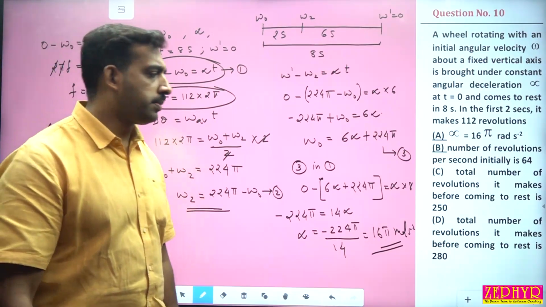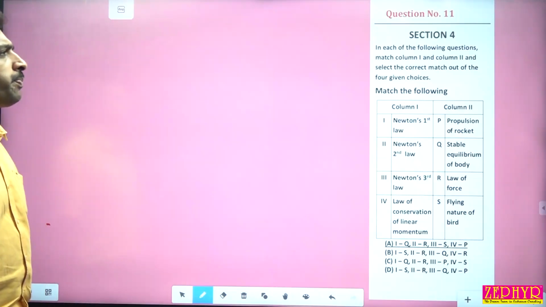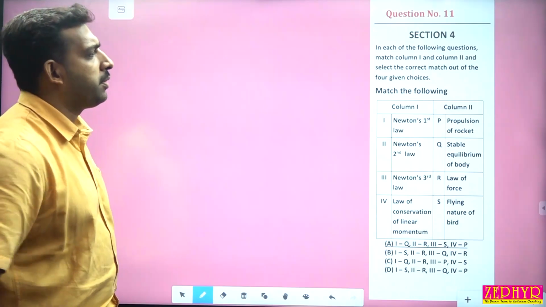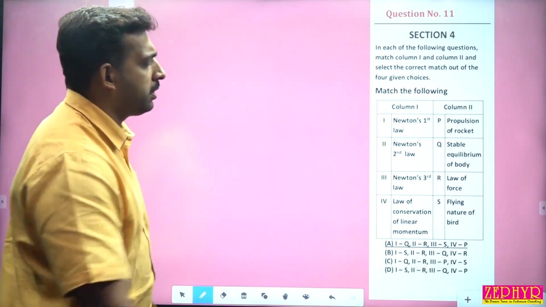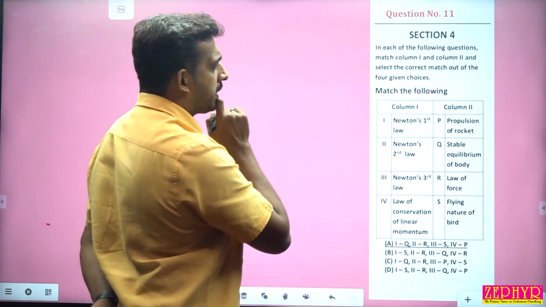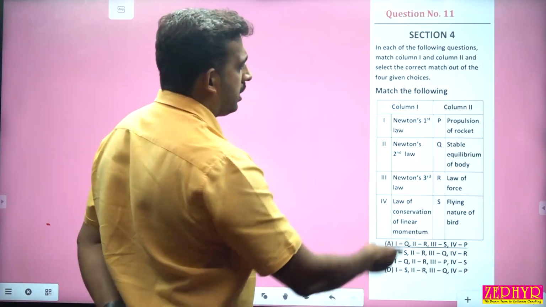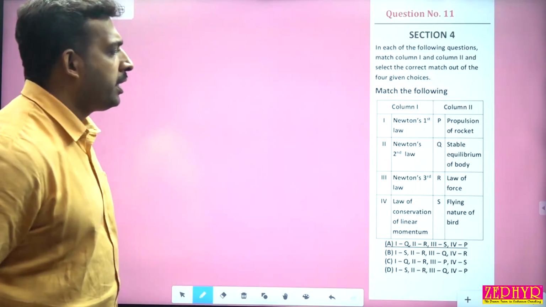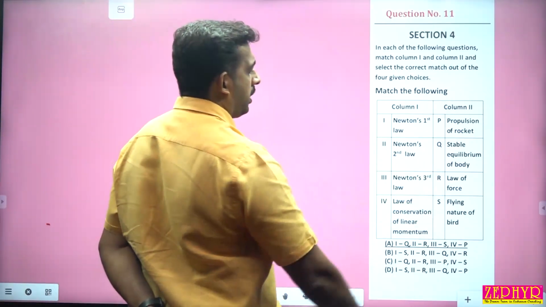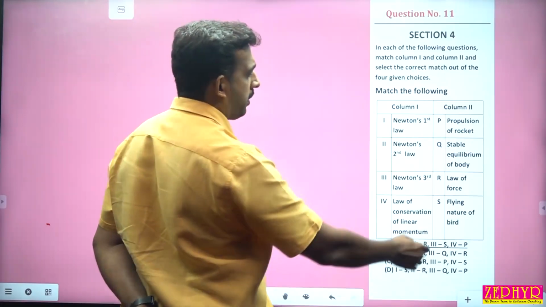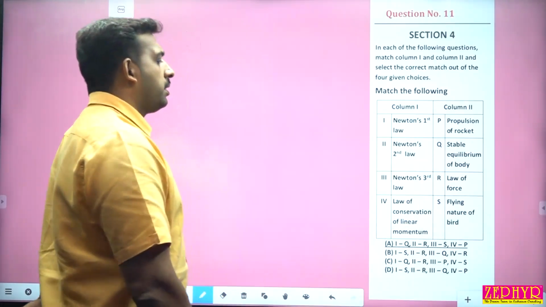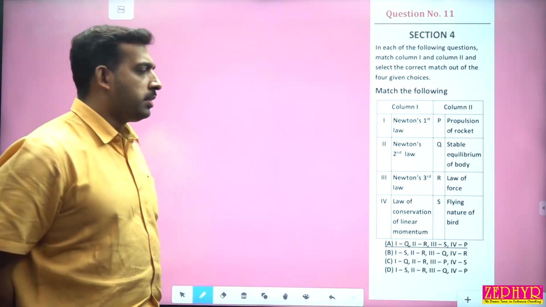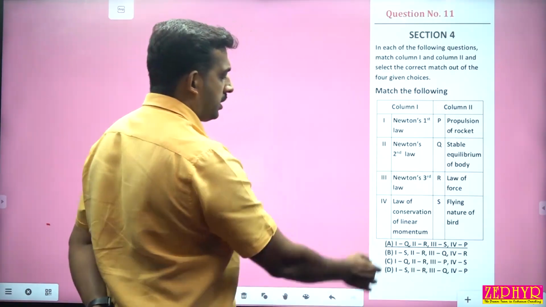Is it clear? Okay. Question number 11, section 4. In each of the following questions, match column 1 and column 2 and select the correct match out of the four given choices. You can see that Newton's first law is explaining about inertia. It is known as the law of inertia, so it's the stable equilibrium of the body. Newton's second law is also known as the law of forces. Newton's third law explains the flying nature of the bird, and Newton's law of conservation of linear momentum is explaining the propulsion of a rocket. So this is a theory based question. So the answer is option A.